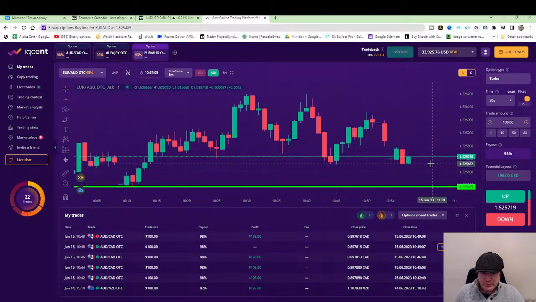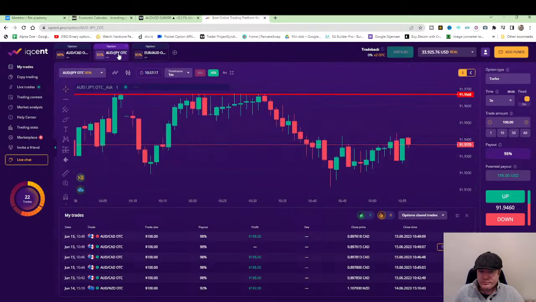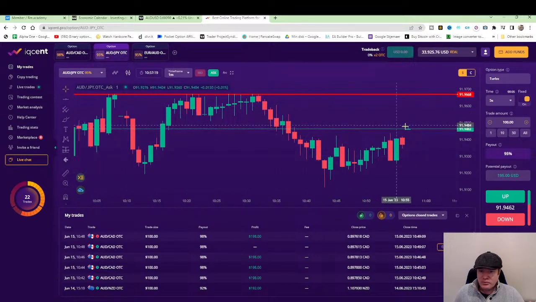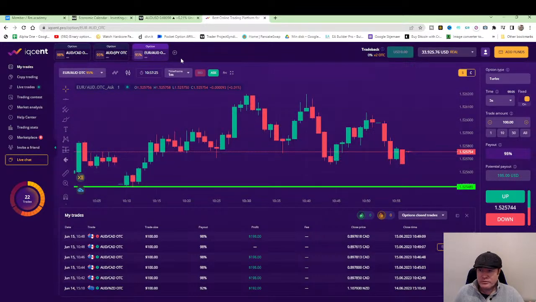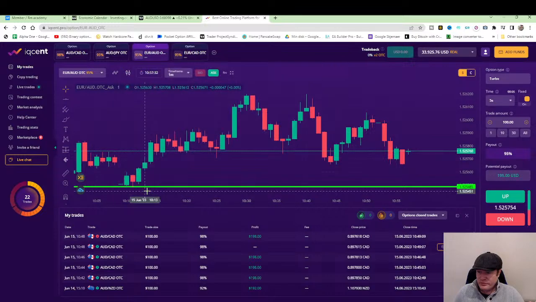Looks like once again this support here is holding. Let's take a look at the other one. It's also getting closer to the line, but this one is the closest one till now. While we wait, we can easily look for another trade.